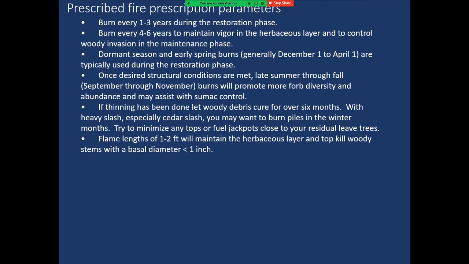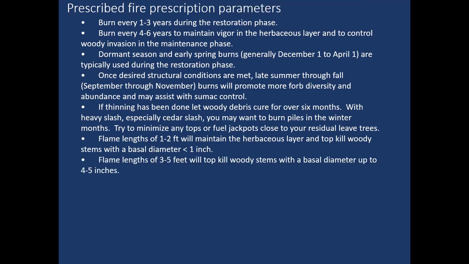Flame lengths of 1 to 2 feet will maintain the herbaceous layer and top kill woody stems with a basal diameter under an inch. Flame lengths of 3 to 5 feet will top kill woody stems with a basal diameter up to 4 to 5 inches. Flame lengths over 5 feet can kill overstory trees, and that's usually not what we want.